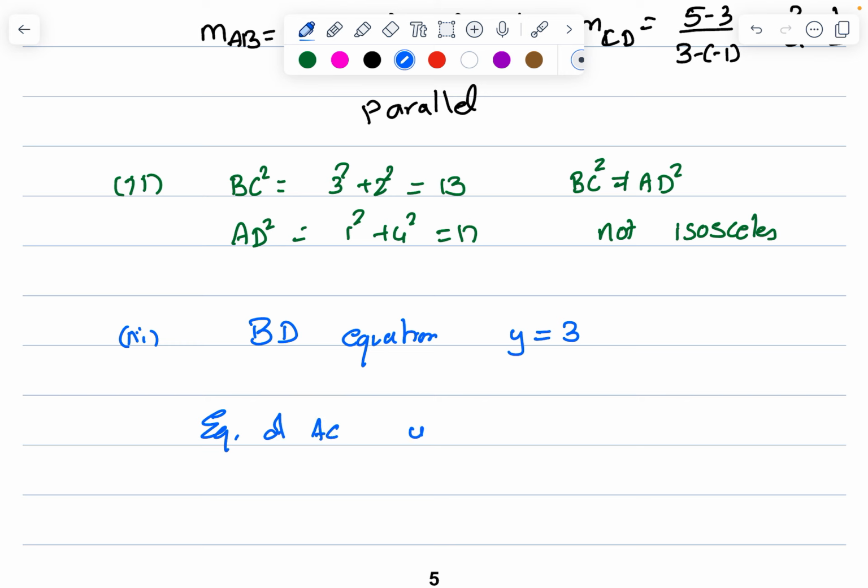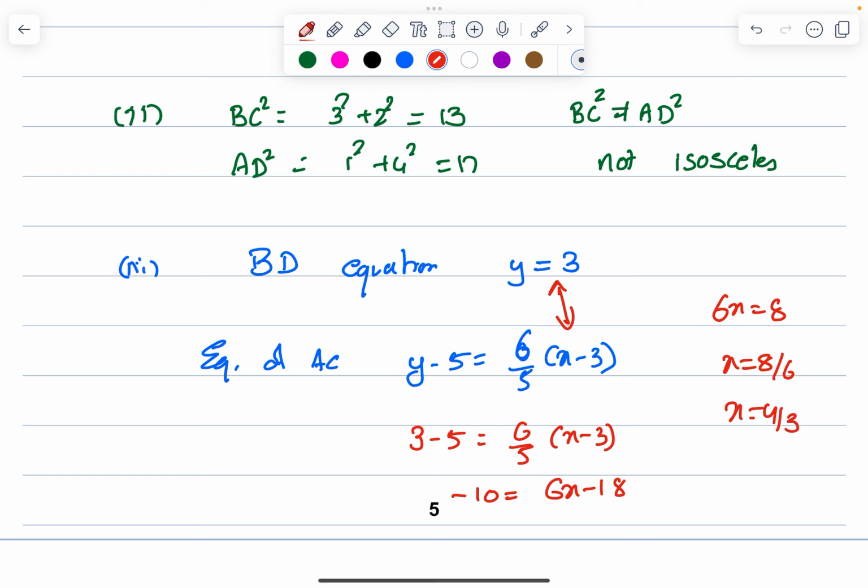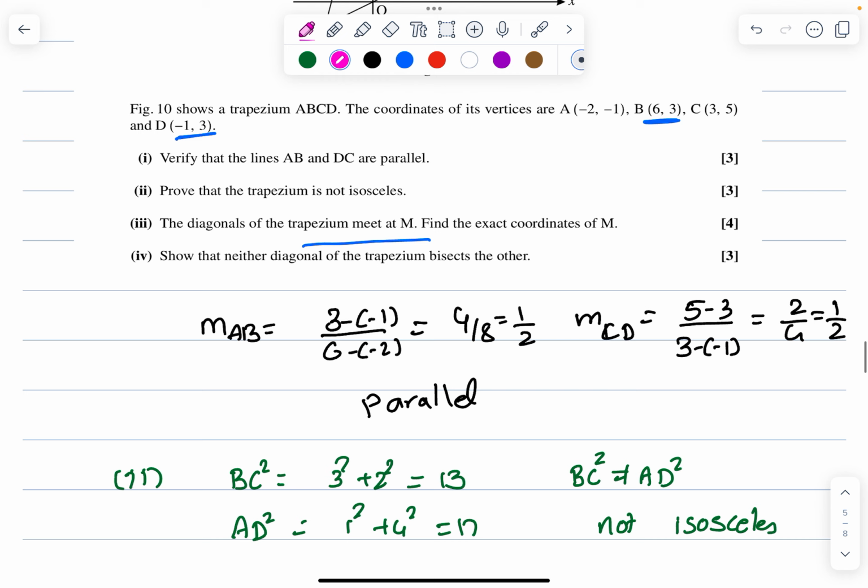Equation of AC: y minus y1 equals m times x minus x1. Now for these two I do the simultaneous equations. So 3 minus 5 equals 6 by 5 times x minus 3. So minus 10 equals 6x minus 18. So 6x equals 8, x equals 8 upon 6, x equals 4 upon 3. So what's going to be the point? M is 4 upon 3, comma 3.